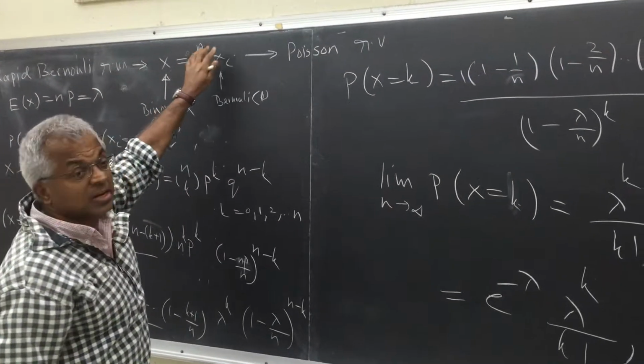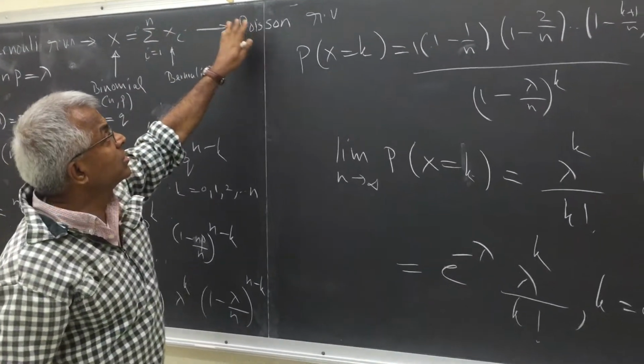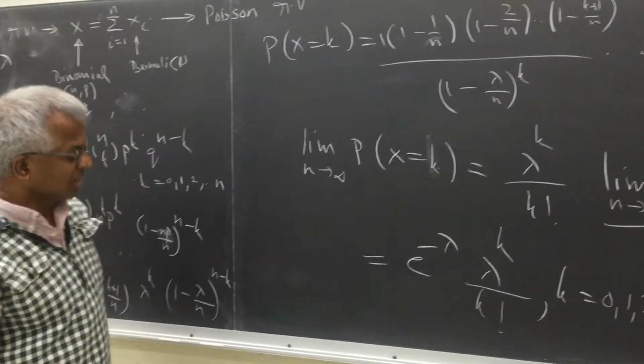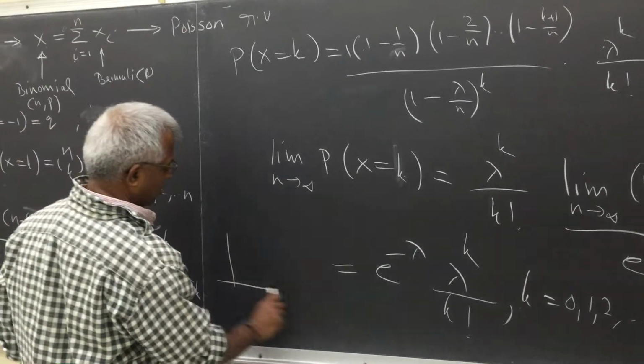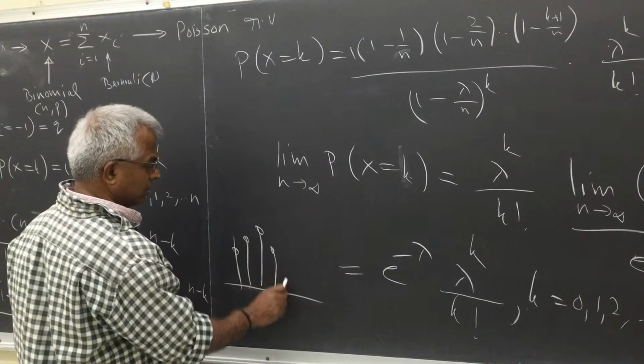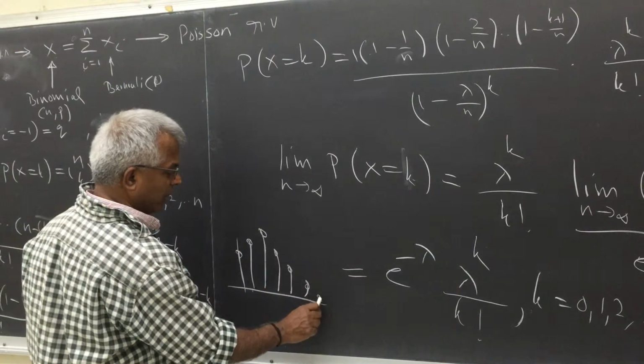So each of these is a rare event. So that's the reason the Poisson is also known as rare events. And if you plot this, this looks like this typically, depending on the value of lambda.